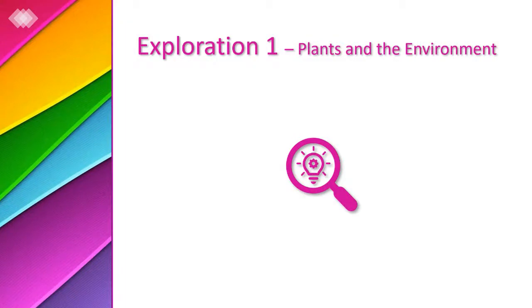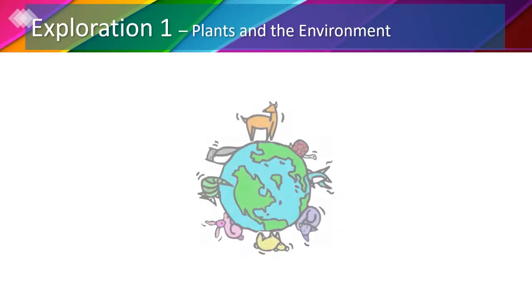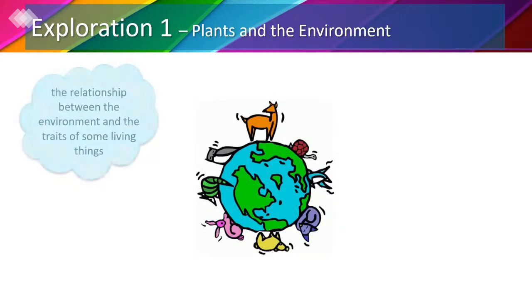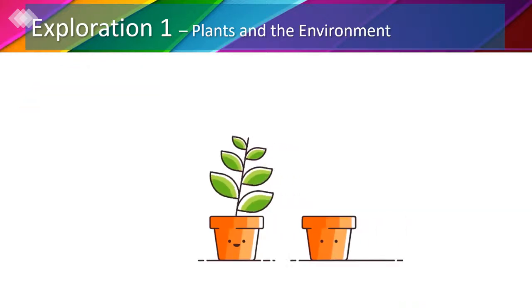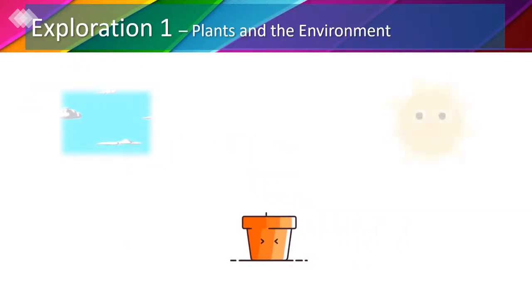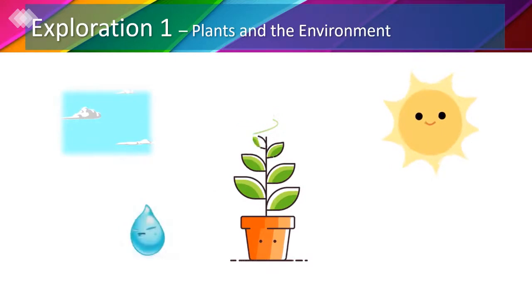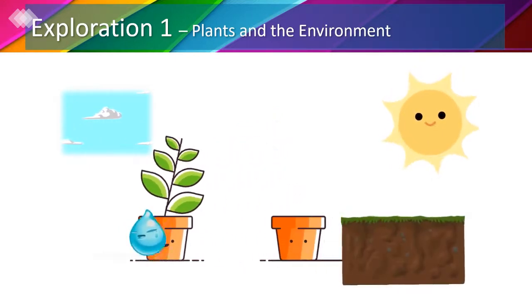In this lesson, we're going to go deeper into nature and understand better the relationship between the environment and the traits of some living things, as well as what they've inherited from their parents. Now, we all know that plants need air, light, water, and nutrients to be able to live and grow.